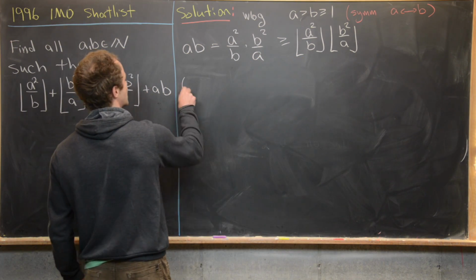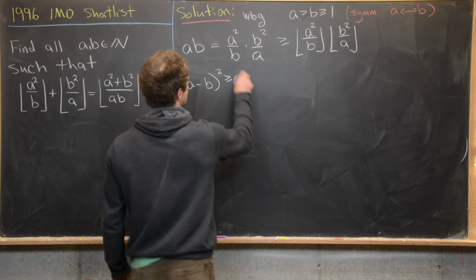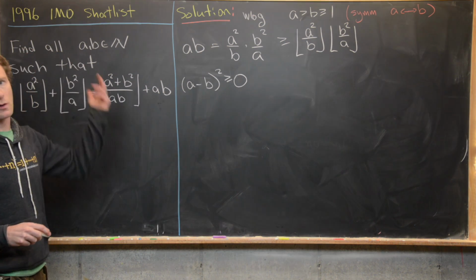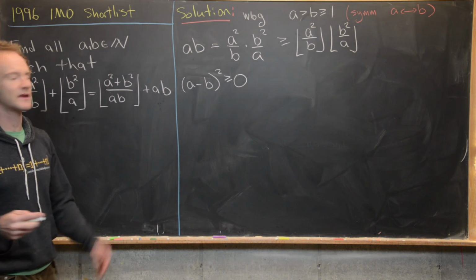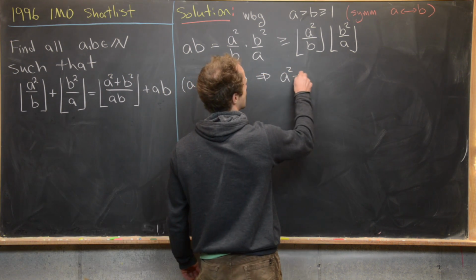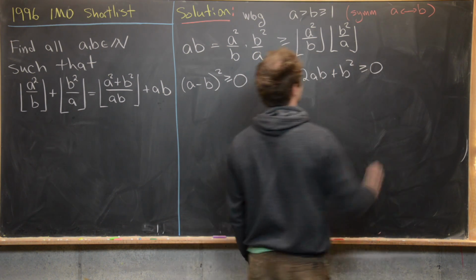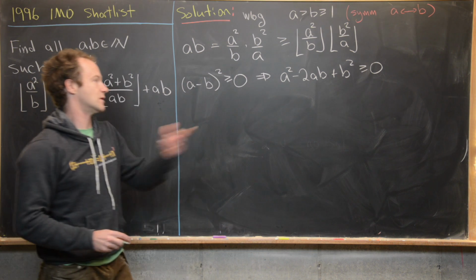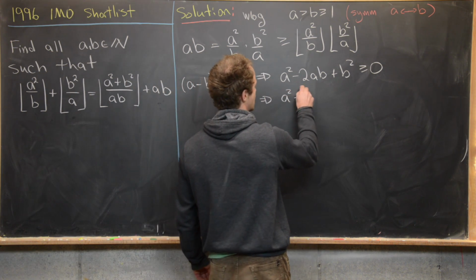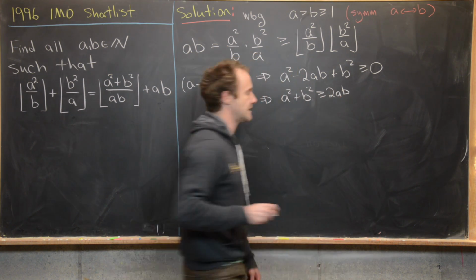So let's notice first that (a minus b) squared is most definitely bigger than or equal to 0. Well, if we square any real number, that's always going to be bigger than or equal to 0. So we don't really have to think about that so much. But now let's FOIL this out. We'll get a squared minus 2ab plus b squared is bigger than or equal to 0. So next what we can do is maybe add 2ab to both sides. So we get a squared plus b squared is bigger than or equal to 2ab.